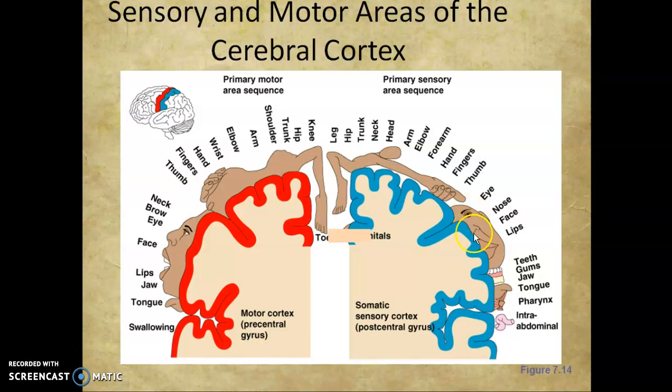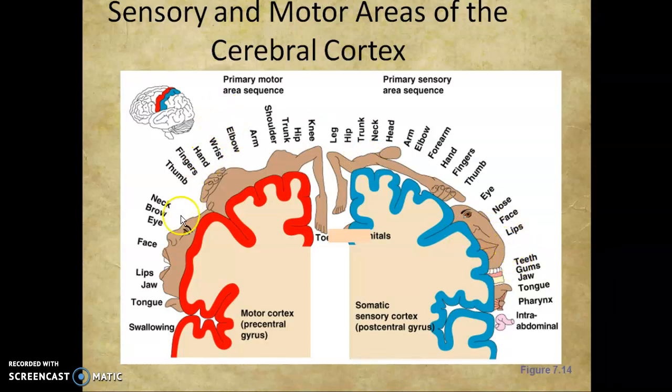So like you can see the areas where you have your special senses, like your eyes, your nose, your lips, your ability to feel things on your fingers and your hands. Those take up a considerable amount more than, say, like your trunk. Okay, notice how much smaller that area is compared to the actual face here.